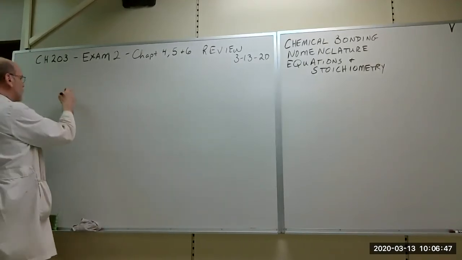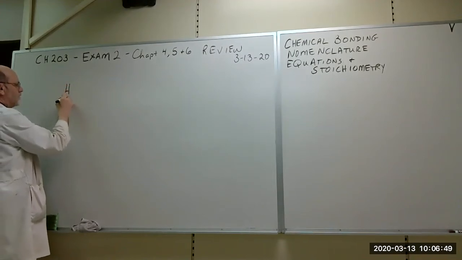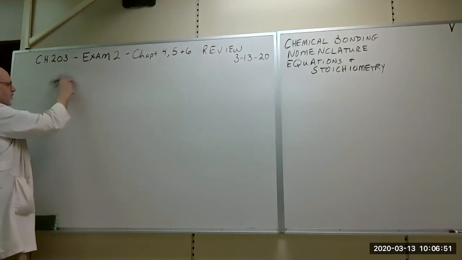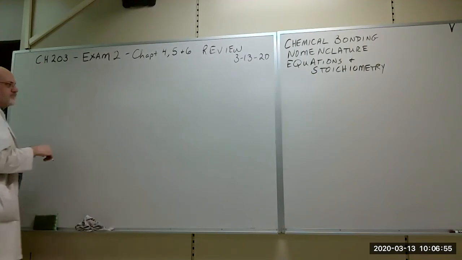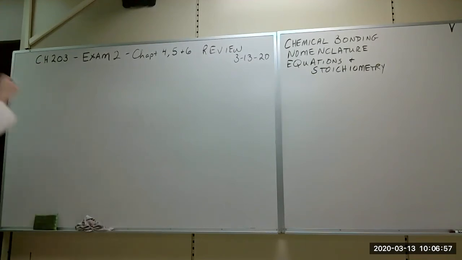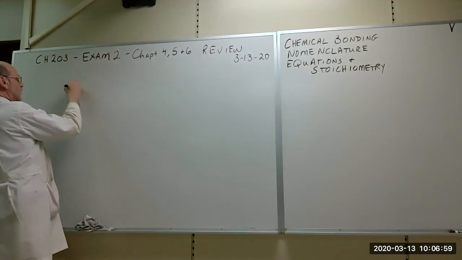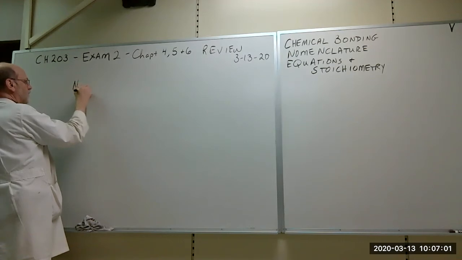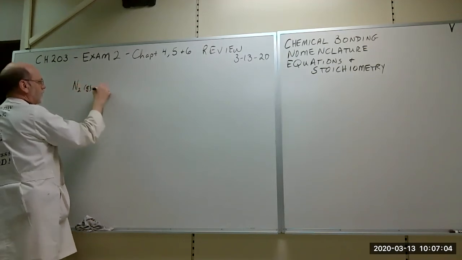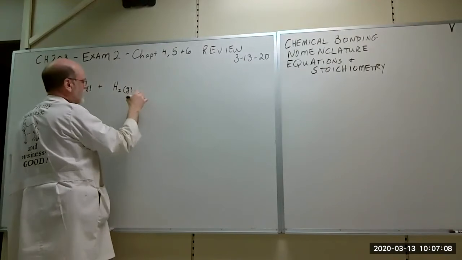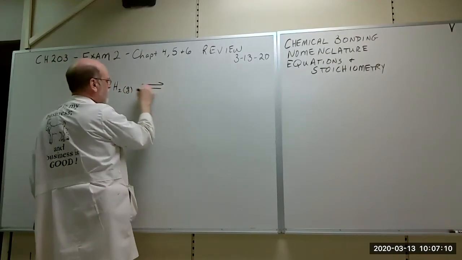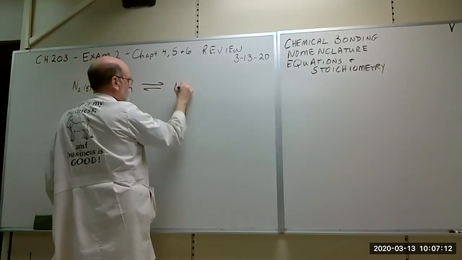So let's say we have sulfuric acid. No, that's a bad example, because it's going to be in a solution. Let's take something else. Okay, let's go back to Haber-Bosch. We're going to combine nitrogen and hydrogen and make ammonia.